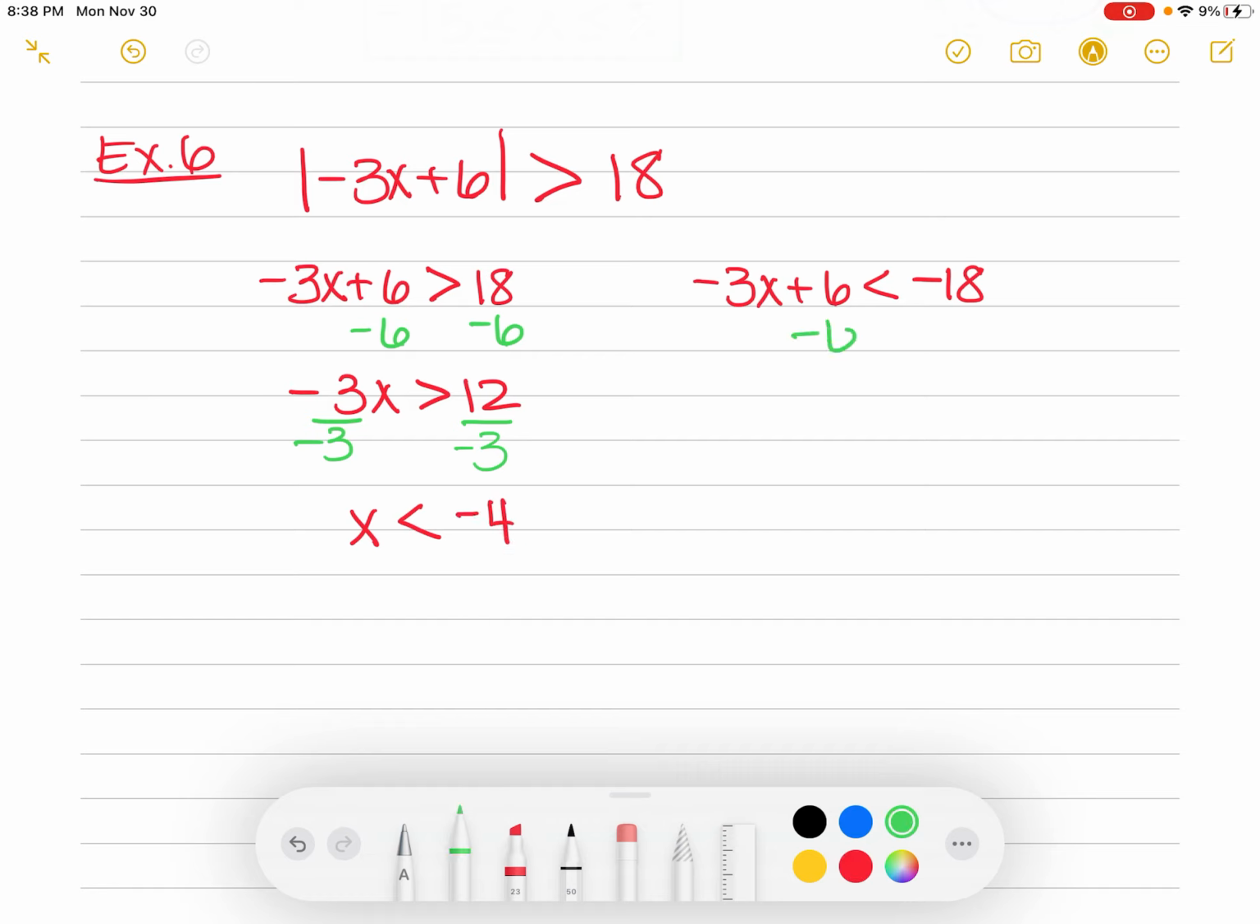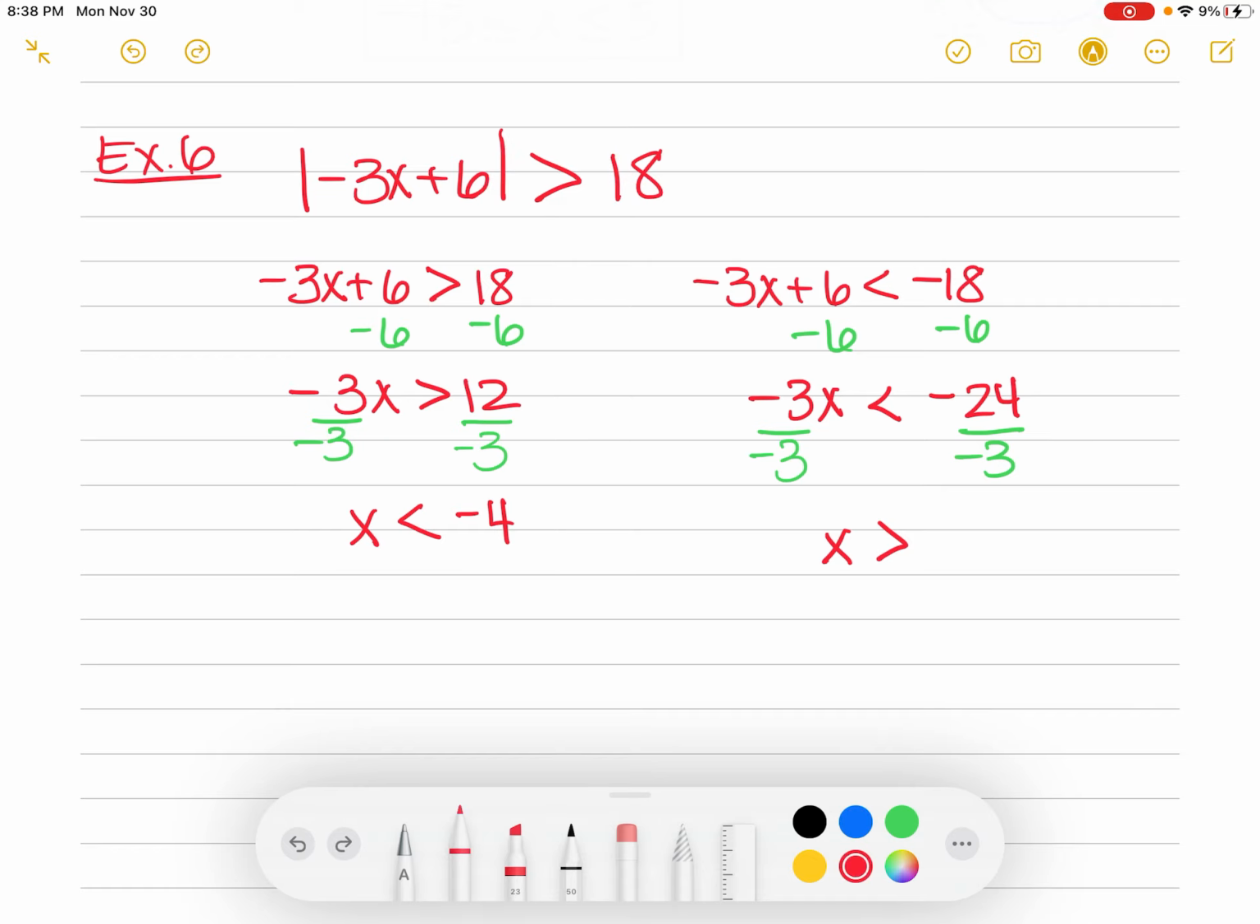Okay, now I'm going to go over here and do the same steps, but I'm going to get different answers because I have a negative 18 on the right side. So here I get negative 24. Now I'm going to divide by negative 3. And x is greater than, let's see, negative 24 divided by negative 3 is 8. So now I have 2 different answers, okay? And I told you a little while ago that greater than is probably going to be a disjunction, right? So let's check that.